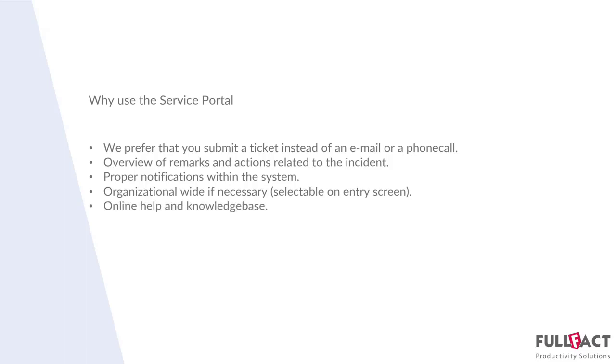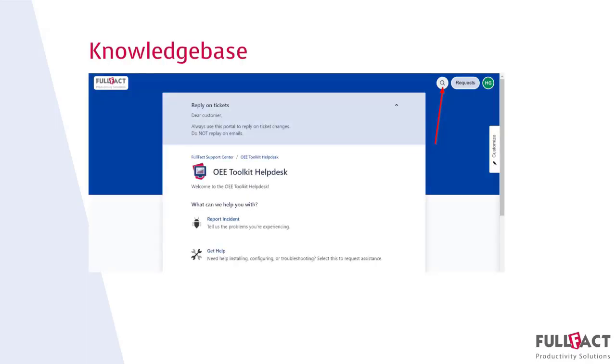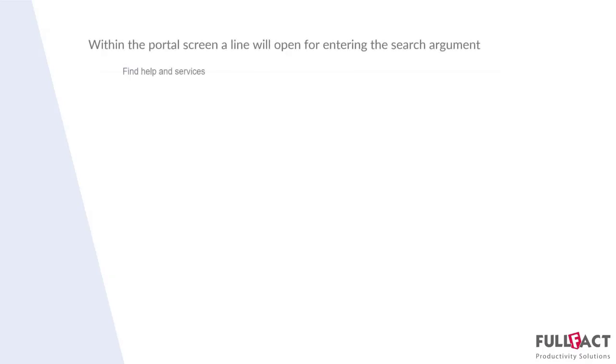There's also an online help and knowledge base within the system. It's pretty new, very young. We're filling it at the moment. It's very easy to use. You go to the portal again. On the top right, there's a search glass. Select the search glass and a line will appear saying find help and services. On that line, just start typing.